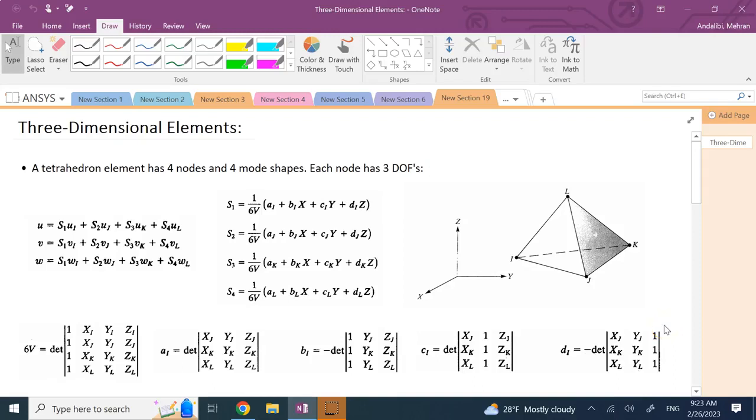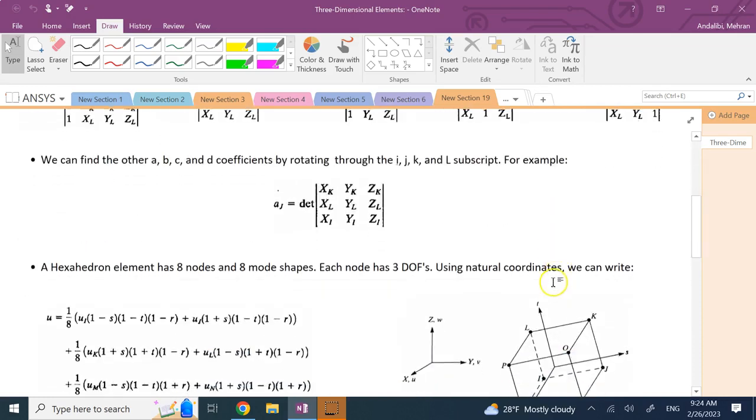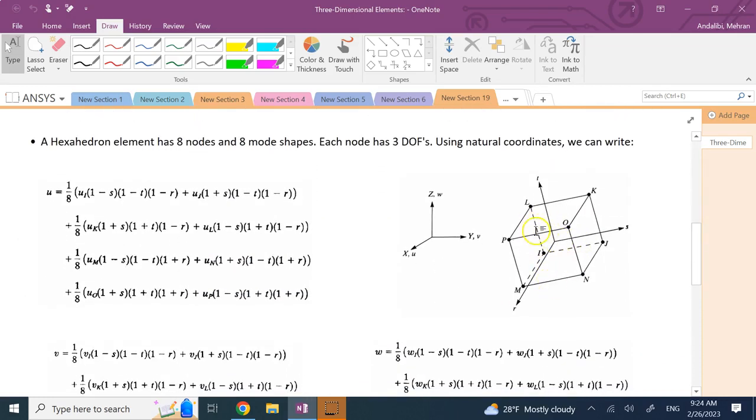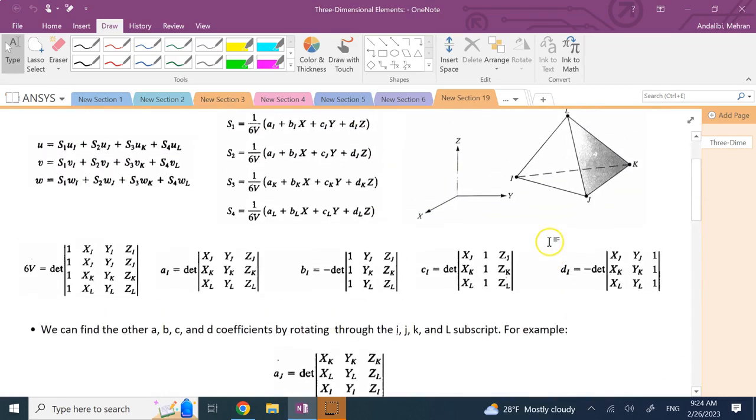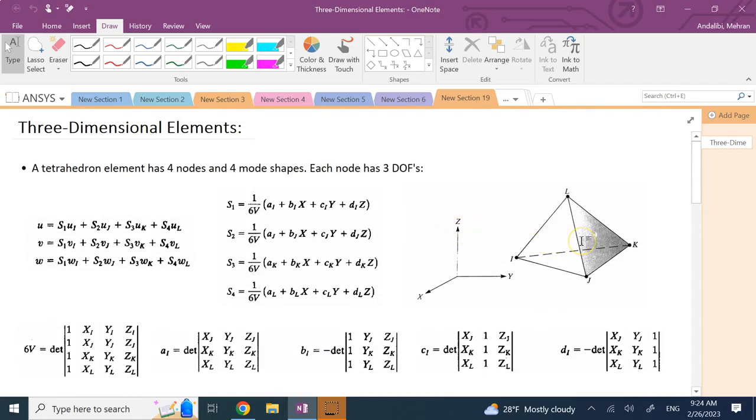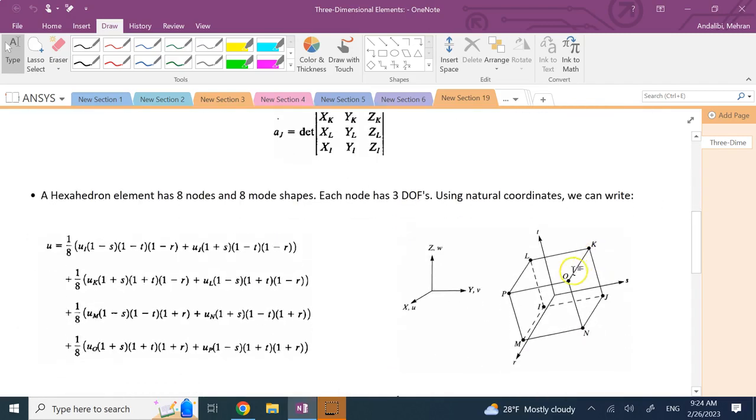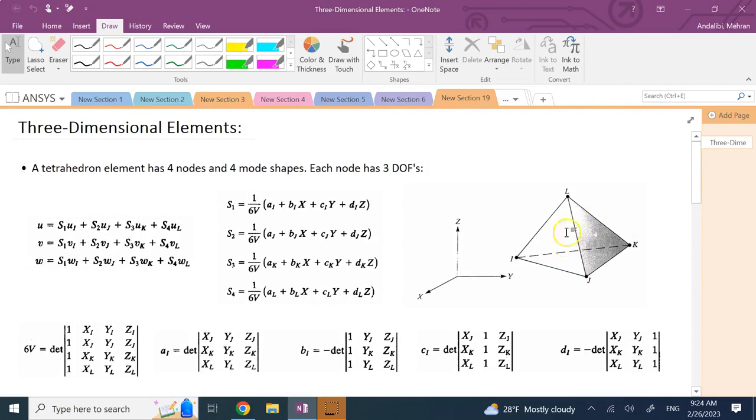Hello everyone. In this video we are going to talk about three-dimensional elements. I told you about three-dimensional elements in one of my ANSYS videos, right? Specifically tetrahedron and hexahedron, and two other elements, but here we're going to mostly focus on tetrahedron and hexahedron, and for formulation we're going to use the simplest one, tetrahedron.